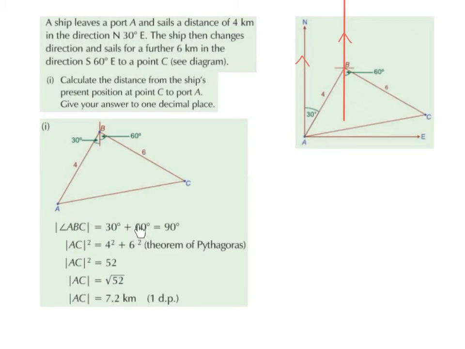And 30 degrees plus 60 degrees equals 90 degrees. So we actually have a right angle, which means that the triangle ABC is a right angle triangle. And we are trying to find the distance from the ship's present position at point C, which is here, to port A. So we're trying to find this distance. So we can label this as X. So we have this length here, AB, to be 4. And we have this length, BC, to be 6. And we're trying to find X.